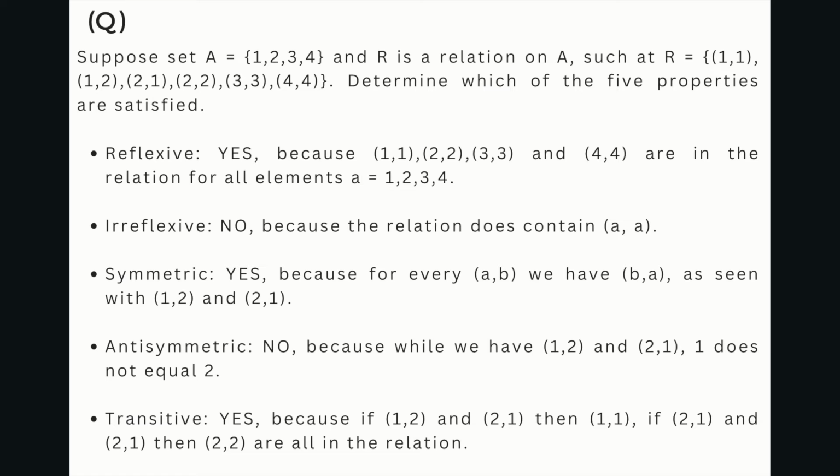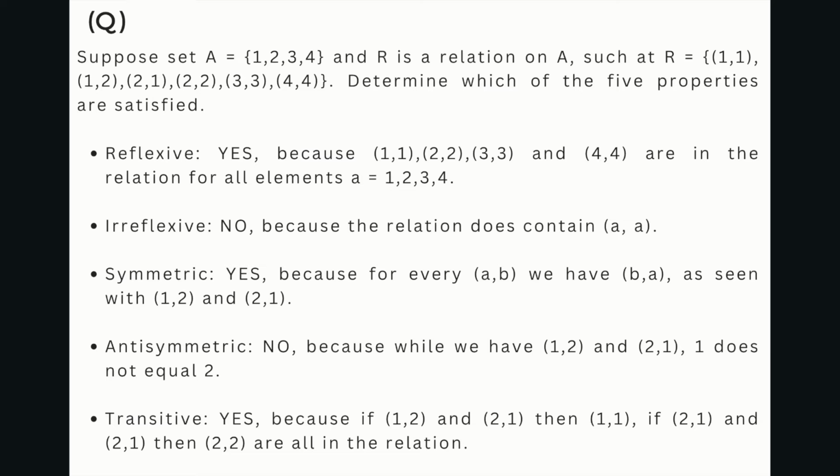When it comes to irreflexive, no, it is not irreflexive because it does contain (A, A). When it comes to symmetric, yes, it is symmetric because for every (A, B) we have (B, A), as seen with (1, 2) and (2, 1). When it comes to anti-symmetric, no, it's not anti-symmetric because while we have (1, 2) and (2, 1), 1 does not equal 2, so it's not anti-symmetric.